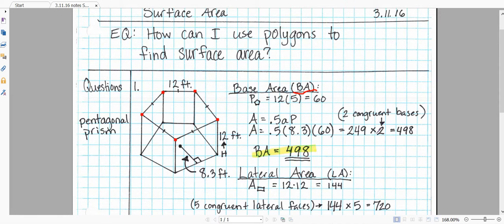Here we'll times that by 2 because we have those two congruent bases. We want to make sure we get both of our bases' areas. Multiply that and we get 498 square feet. So that's our total base area. Now we're ready to go on to lateral area.